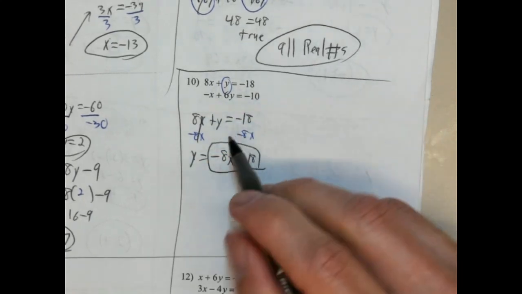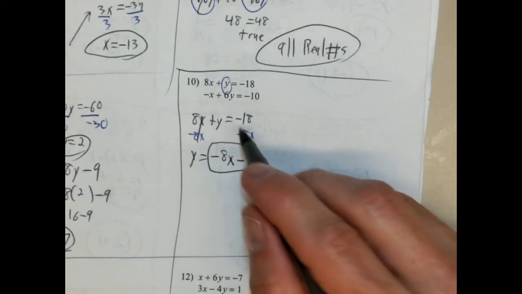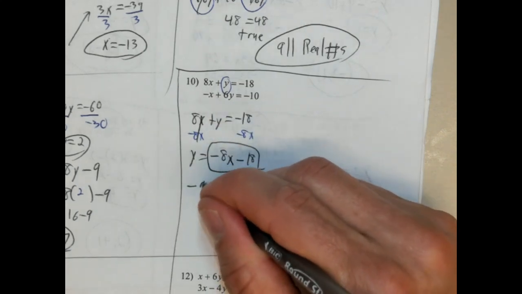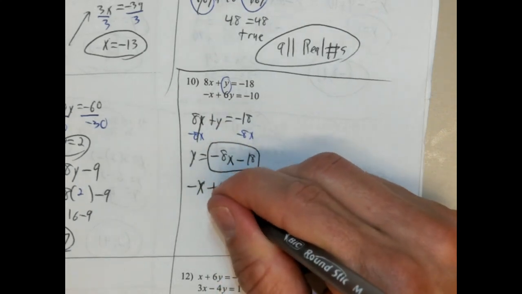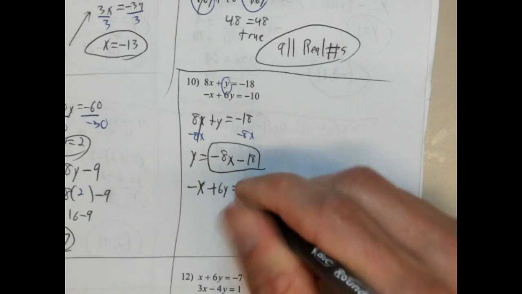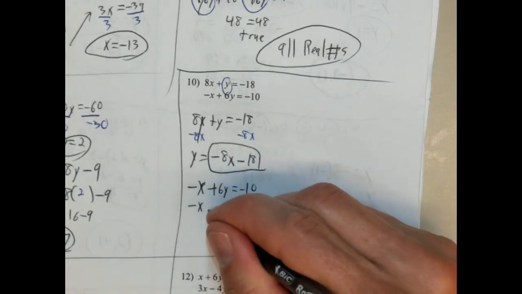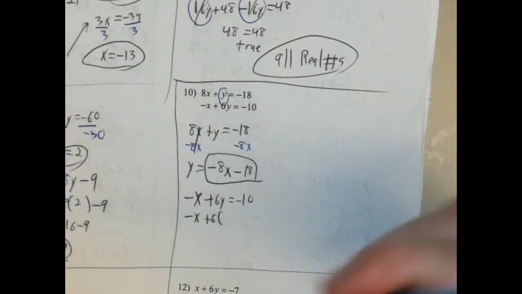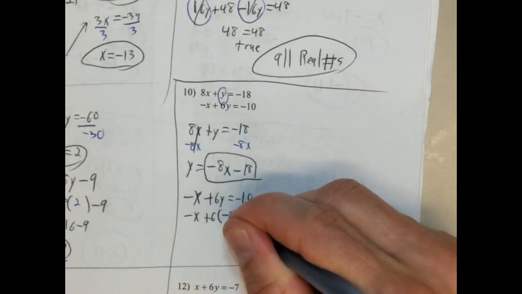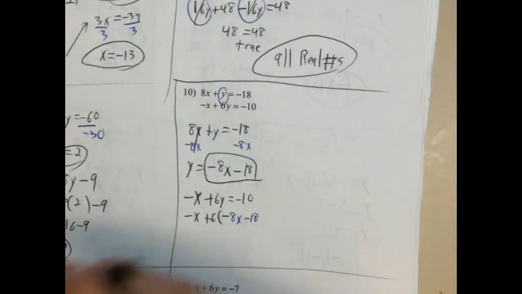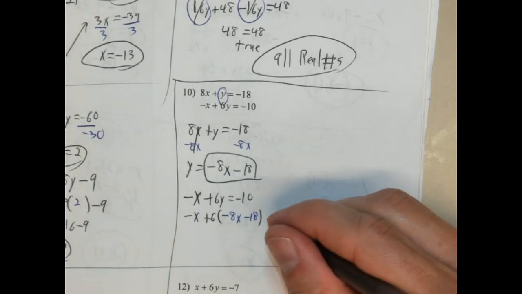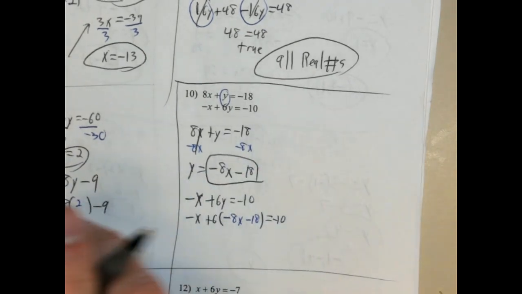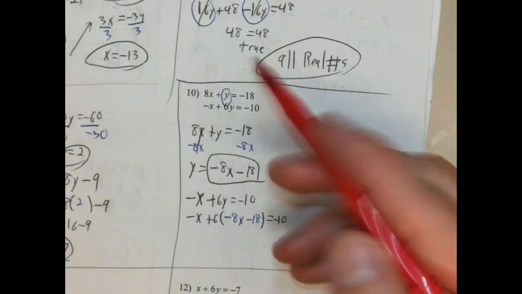Now we're going to plug this in for y, so we're going to plug that in here. So we're going to rewrite this equation. Negative x plus 6y equals negative 10. Negative x plus 6 parentheses. Now we plug this in. Negative 8x minus 18 equals negative 10. We're going to distribute that 6.